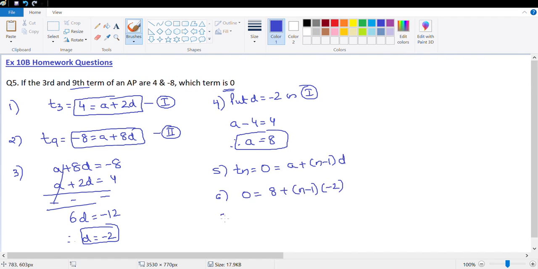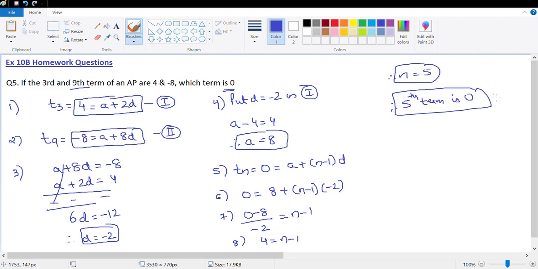So this gives us 0 minus 8 divided by negative 2 is equal to n minus 1. And that's negative 8 divided by negative 2. That's 4 is equal to n minus 1. Therefore, n is equal to 5. Therefore, the fifth term is 0. That's the correct answer. Let's look at the next question.